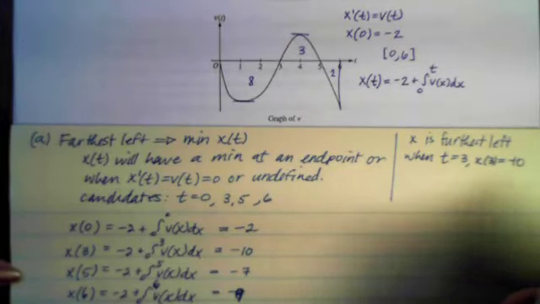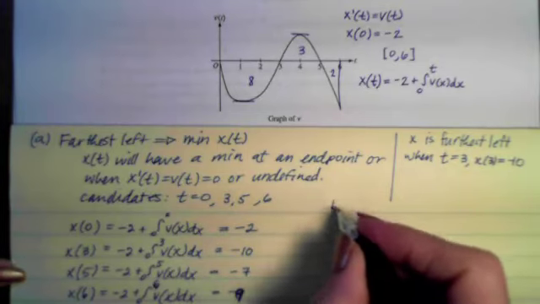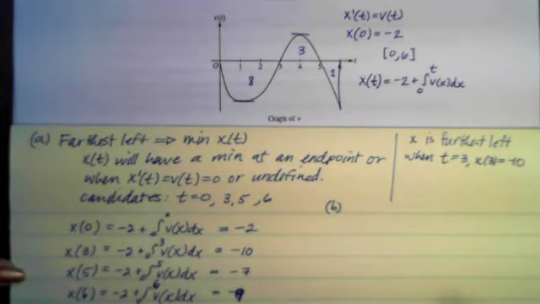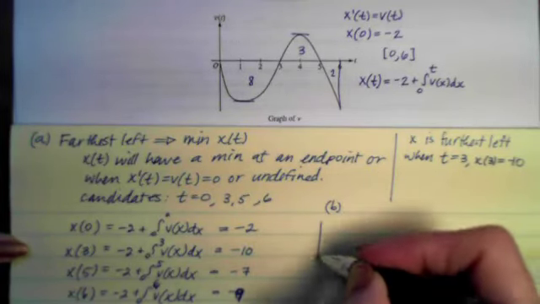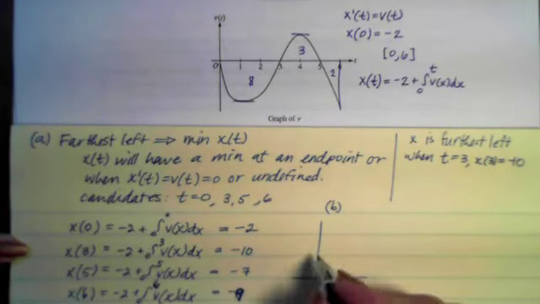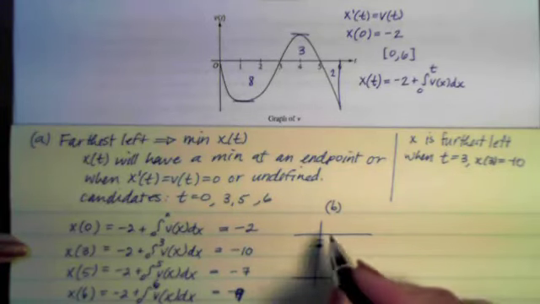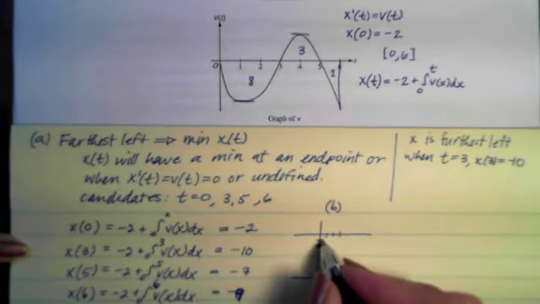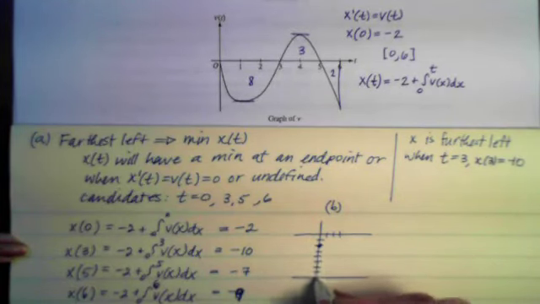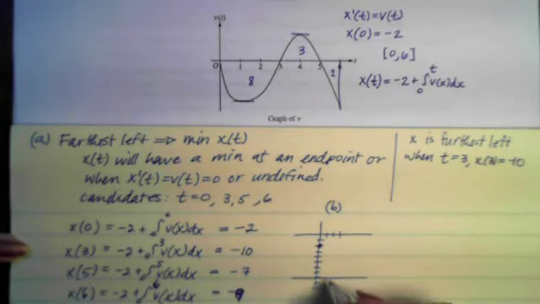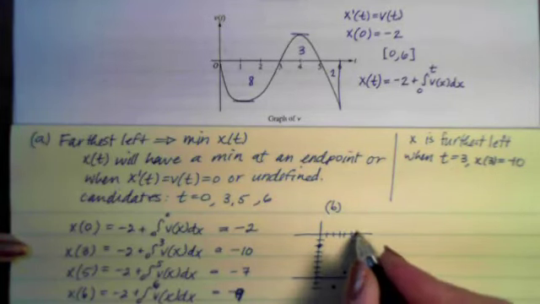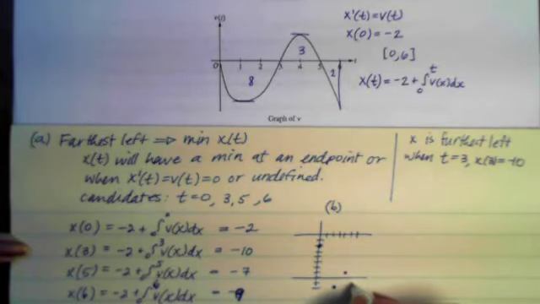Okay, so for part B, the reason I left this space here is for part B, we want to know how many times x is going to equal negative 8. So first, let's start by graphing the points that we know on x. We've got the point, I'm actually going to move this up here, 0, negative 2, we've got 3, negative 10, 1, 2, 3, 4, 5, 6, 7, 8, 9, 10. We've got 5, negative 7. And then we have 6, negative 9.